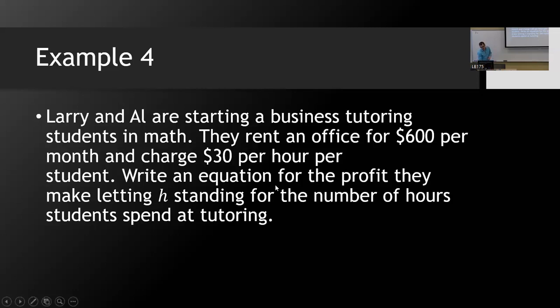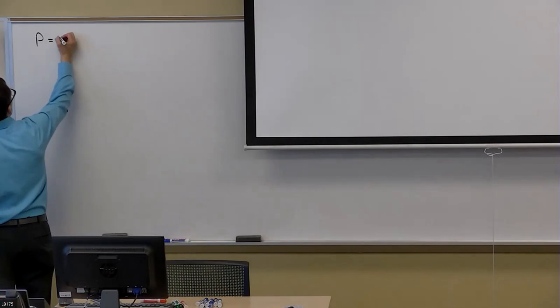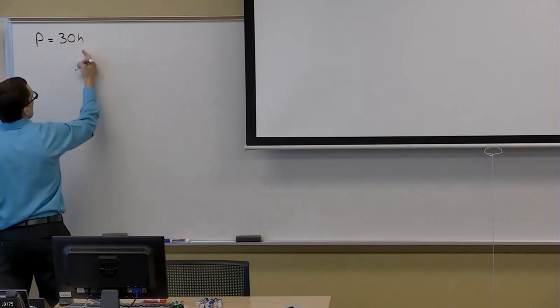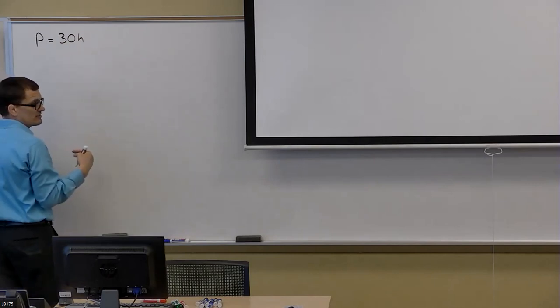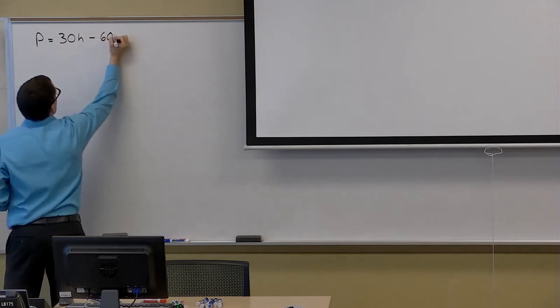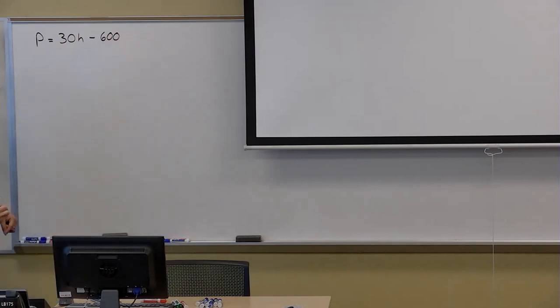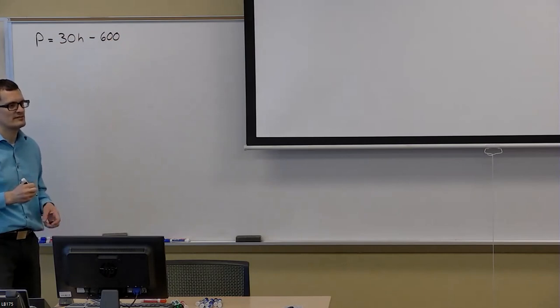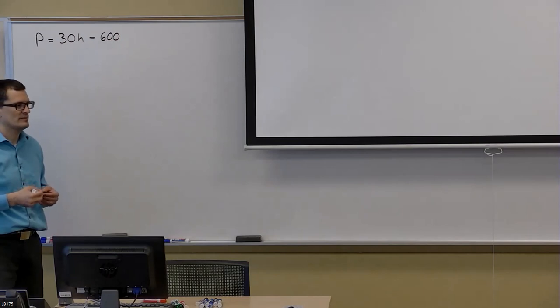So if we do a profit equation, they're going to take $30 times the number of hours. That's going to be how much they get in, so that's going to be positive. And then they're going to have to pay out $600 in rent. So my equation is going to look like that. Profit is equal to 30 times the number of hours minus 600. Does that make sense? Since they're paying in for rent.